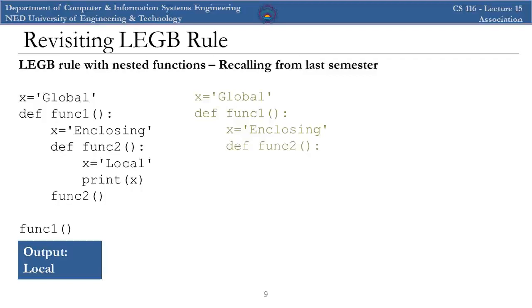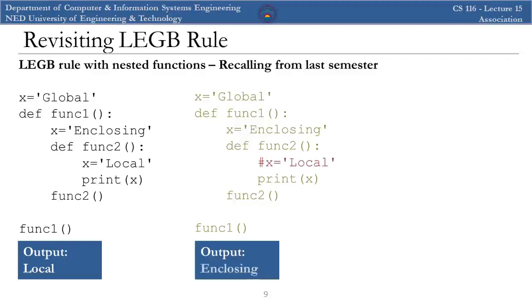Now here I repeat this code. I've just made one change, this highlighted one. I commented out this statement, x equals local. Now when this statement, print x, is executed, it will not find any x in function 2's namespace. So it will access the E namespace, that is the enclosing namespace. E stands for enclosing in LEGB. So I'm expecting enclosing to be printed, and here it is. And a third variation is this one.